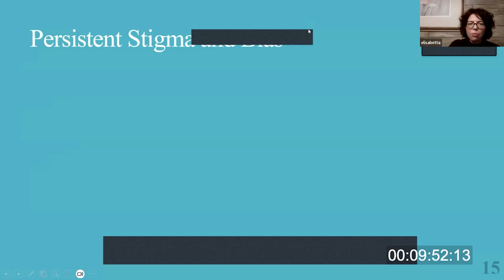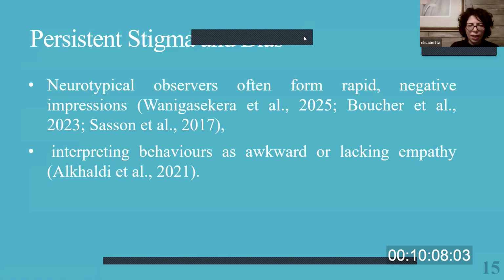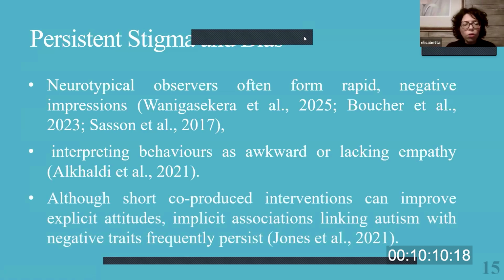However, despite this increasing awareness about this mutual reciprocal misunderstanding, we still face stigma and bias toward autistic people. Indeed, neurotypical observers often form rapid negative impressions, interpreting behaviors as awkward or lacking empathy. And although short co-produced interventions can improve explicit attitudes, implicit associations linking autism with negative traits frequently persist.